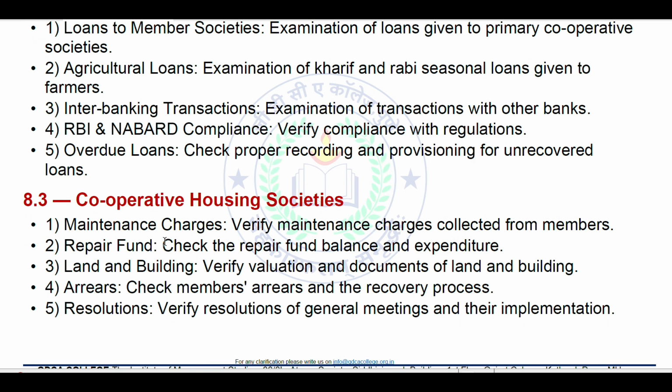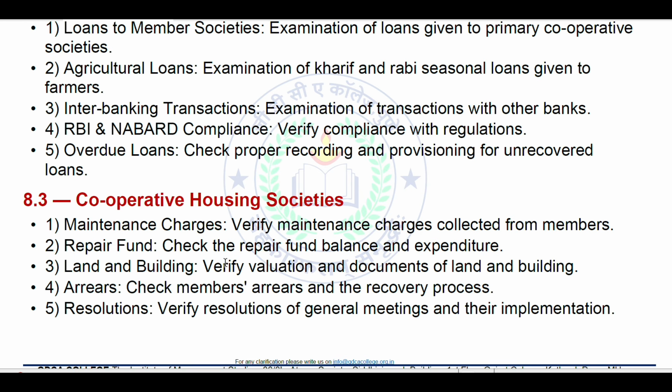Number 3, cooperative housing societies. Here again you have to write special features. Number 1, maintenance charges: verify maintenance charges collected from the members, the repair funds, check the repair fund balance and expenditure.